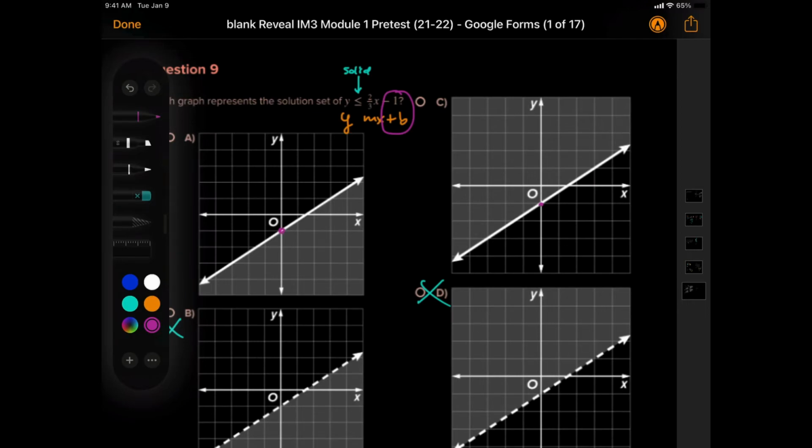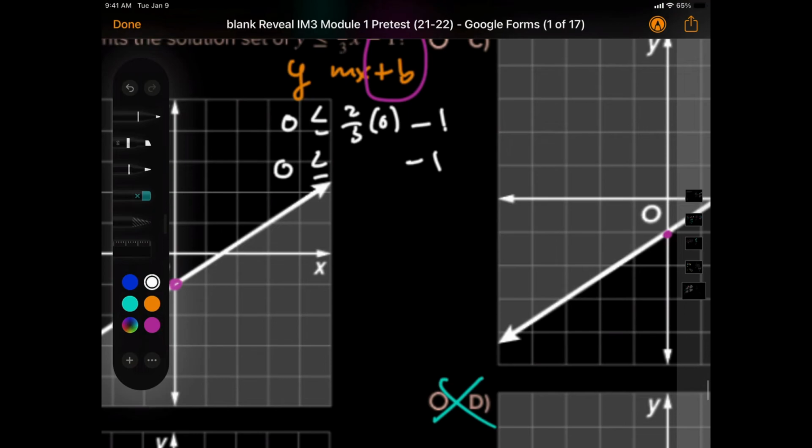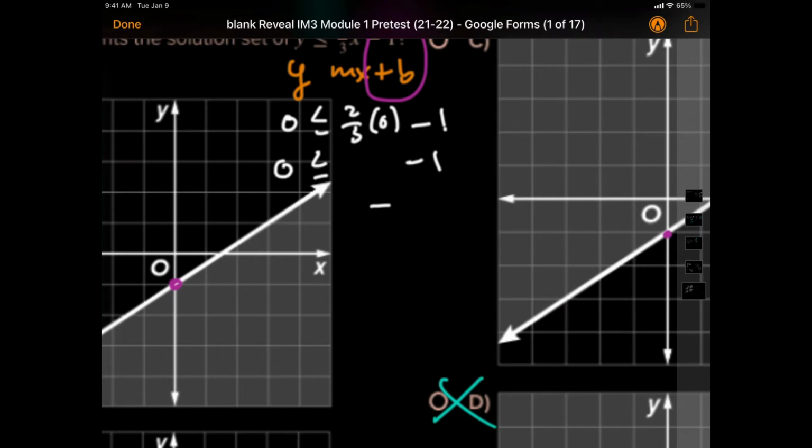Okay, next thing I'm going to do is test it. So my test point is going to be 0, 0. X should be 0, and then y should be 0. So let's go ahead and put it in there. Every x is 0, and every y is 0. So you'll have 0 is less than or equal to -1. Is this true? 0 is smaller than or equal to -1. Sorry, that is false. Try that again. 0 is not smaller than -1. So 0 less than or equal to -1, this is false. We're not going to shade. Don't shade 0, 0.